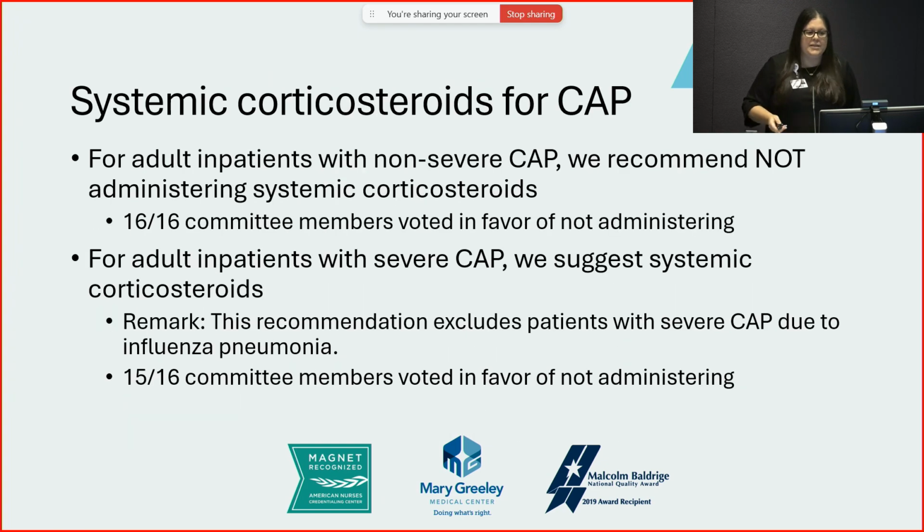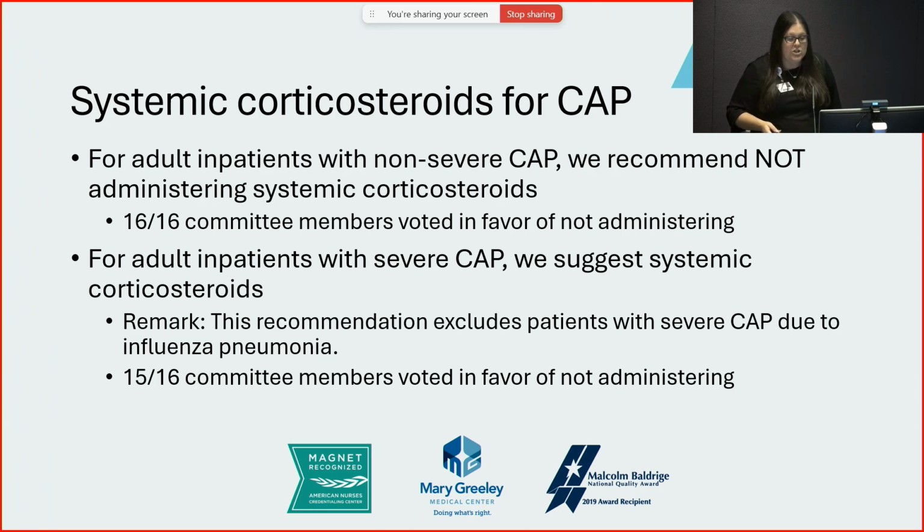And then the final piece that is of interest to us here for treating patients with community-acquired pneumonia is the difference in the corticosteroid recommendation from the 2019 guidelines. Here they're saying for adult inpatients with non-severe CAP, we recommend not administering systemic corticosteroids. That was unanimous. There's a lot of evidence. The harm from that outweighs the benefits.